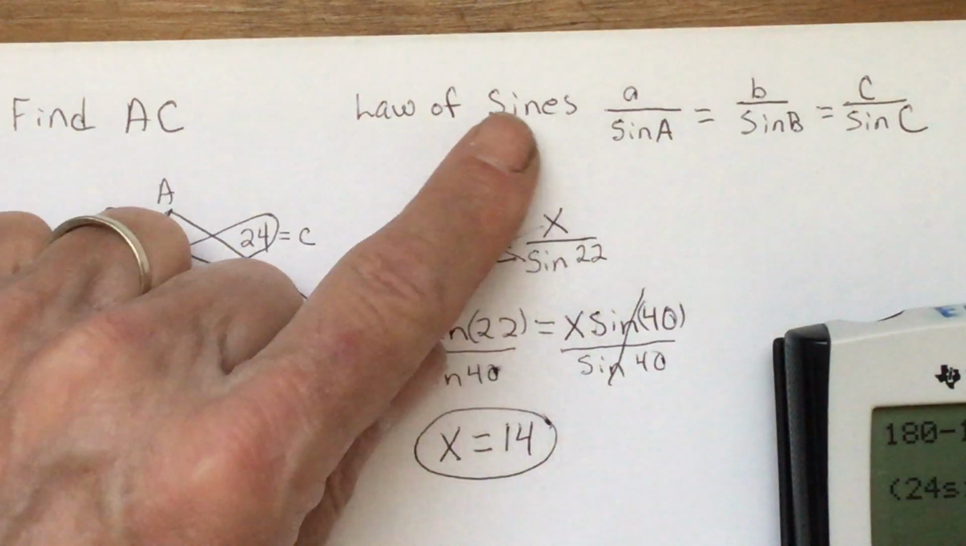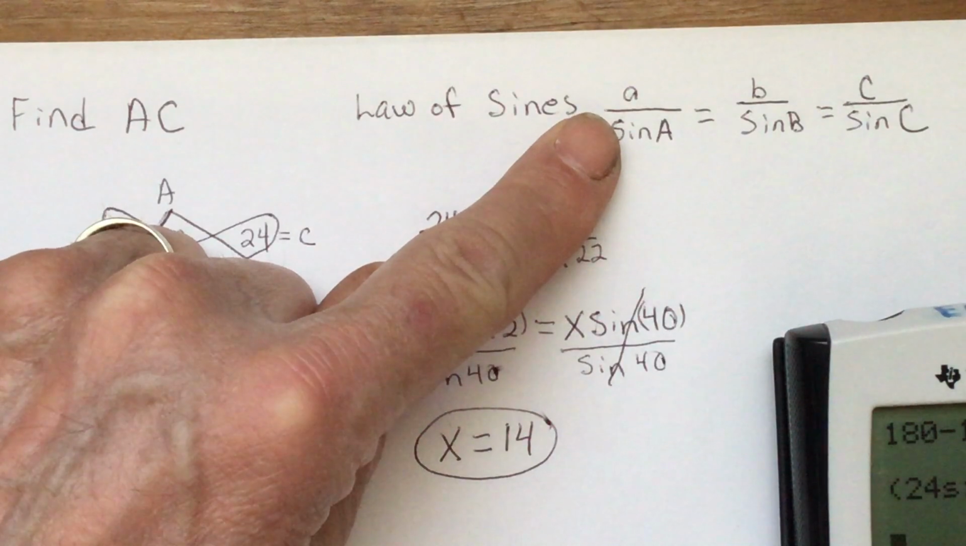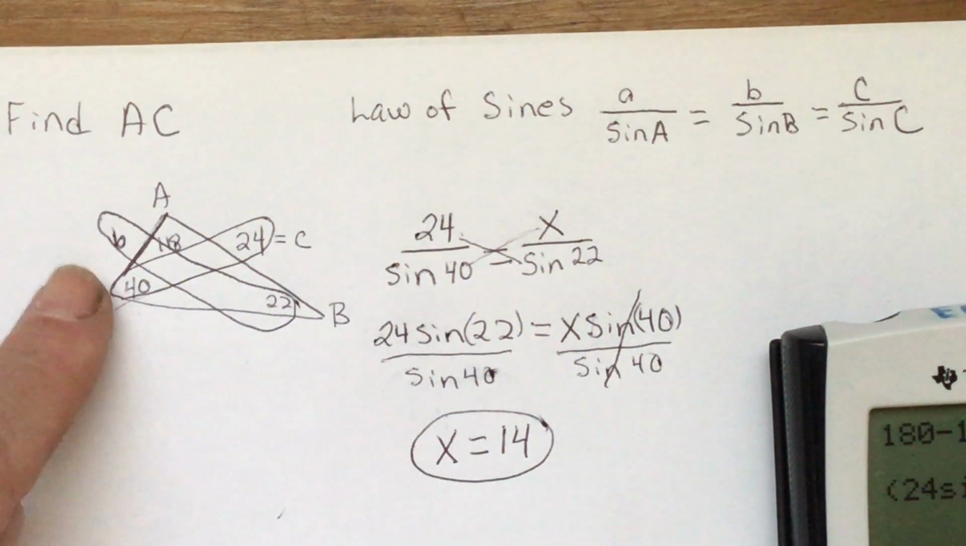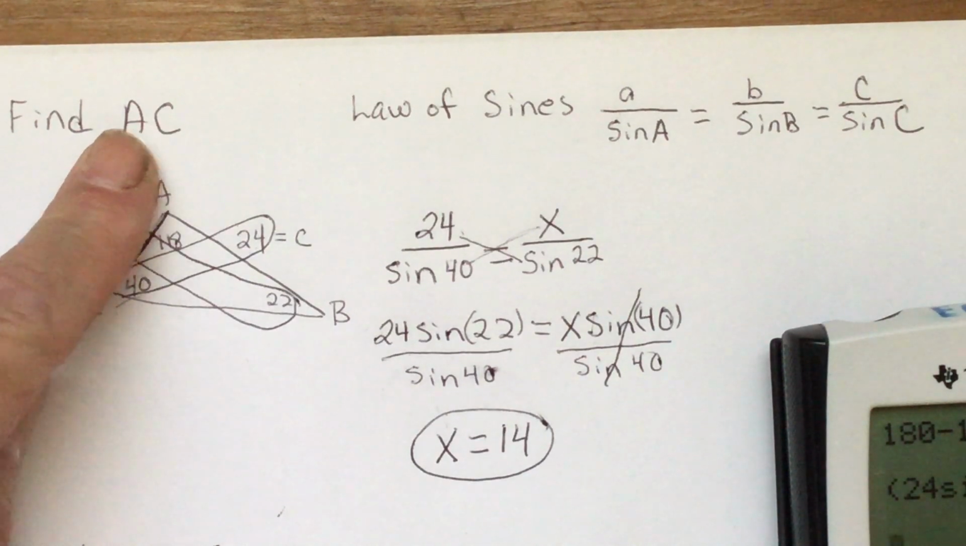Okay. The law of sines can also be used to calculate an angle measure. We just did one for side measure. Side AC equals 14.